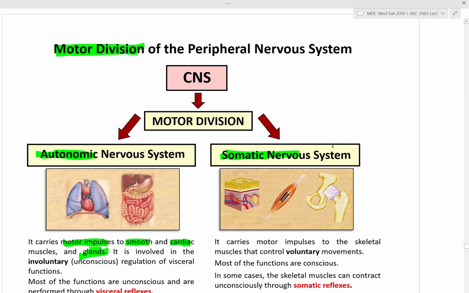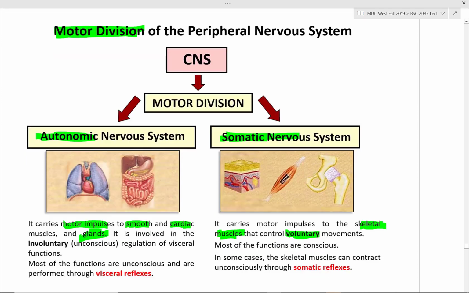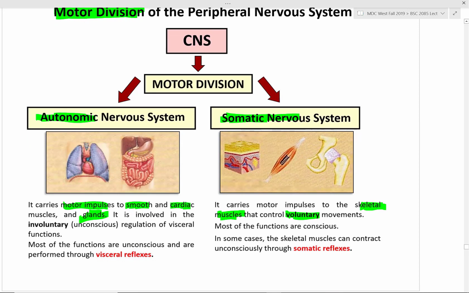On the somatic end, it carries voluntary impulses, because all your skeletal muscles have voluntary control. It means you have the power of controlling them whenever we want to. So the main difference between autonomic and somatic is that one is voluntary while the other one is involuntary. One is autonomic, the other one is fully controllable. Most of the functions are unconscious.